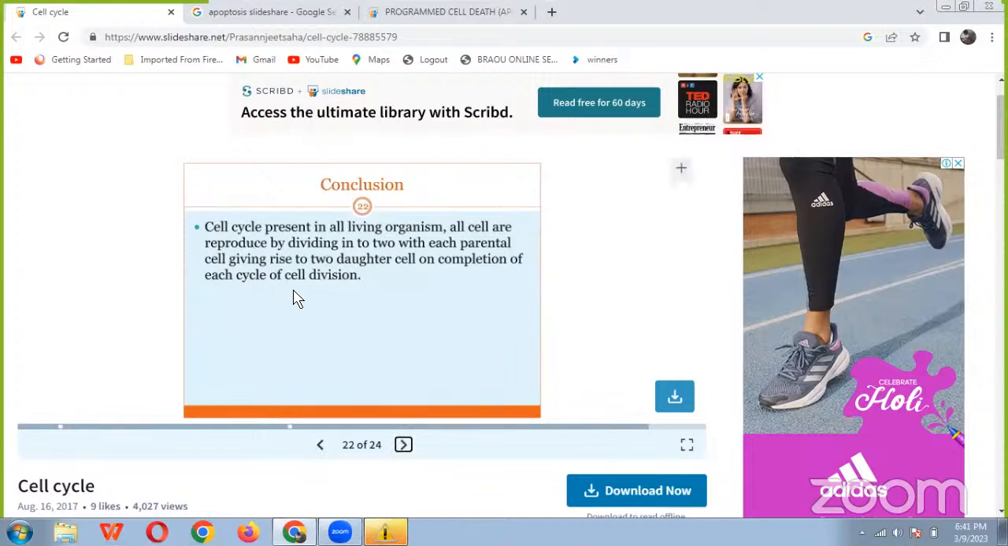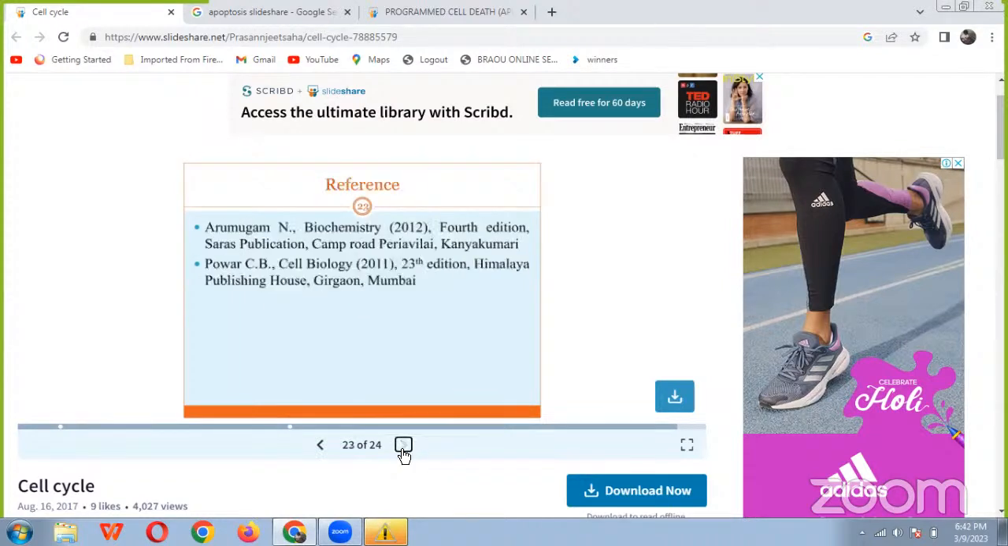What is the main conclusion of the cell cycle? We can see it in living organisms. All cells reproduce by dividing in two, with each parental cell giving rise to daughter cells on completion of each cell cycle and cell division. This is the cell cycle.